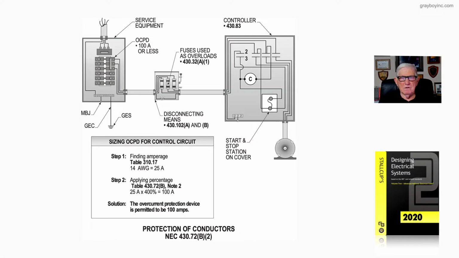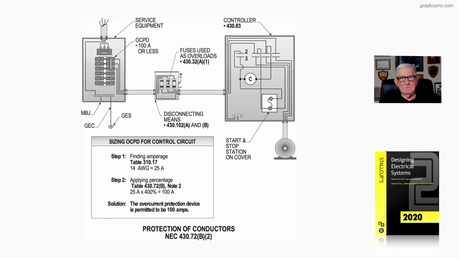Now this illustration deals with protection of conductors when they're control circuits. For example, look at the panel board, the service equipment. We have a 100 amp overcurrent device there ahead of those conductors supplying the disconnect with fuses to the contactor. But the control circuit is tapped on the line side of the contactor or controller, and the control circuit is run to the stop and start station buttons, which will energize and de-energize the circuit to the coil that will energize the contactor power to the motor.